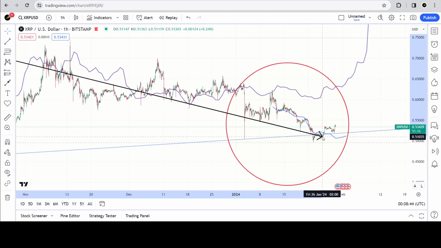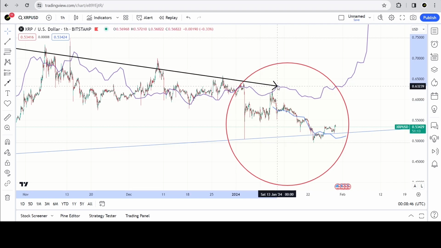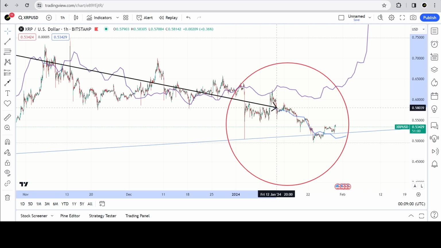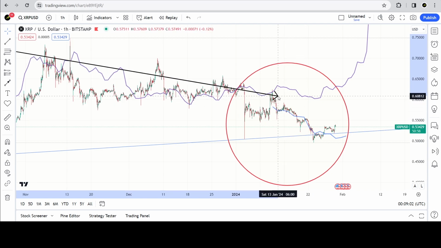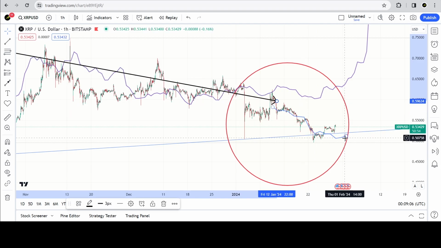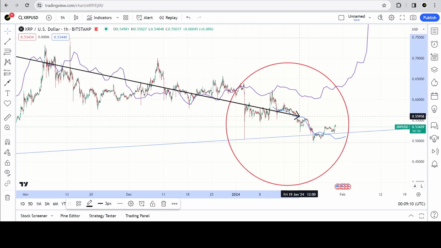Okay, so this blue fractal here is from this peak all the way down to here. And the difference with this blue fractal is it's angled further down. It's not as horizontal, it's more vertical, the orientation. As you can see, it has been following it pretty closely.